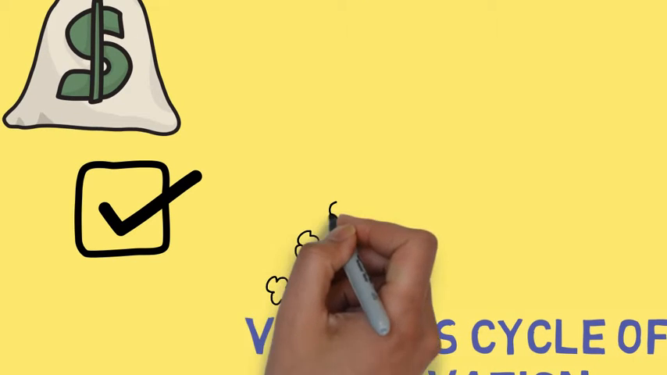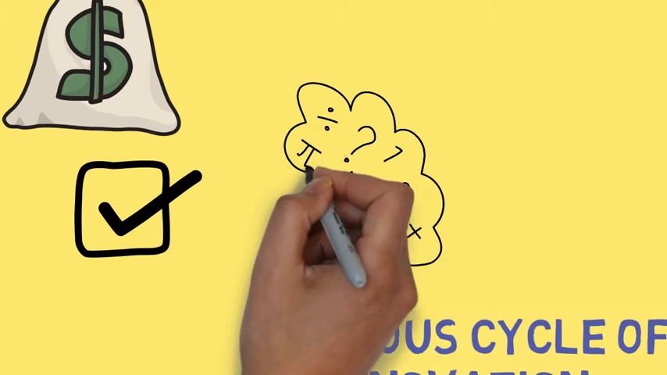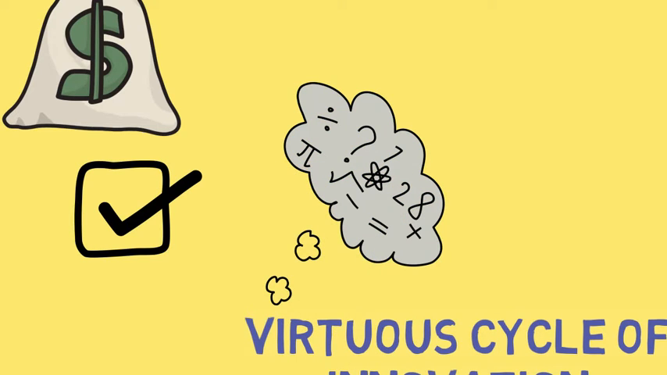And the crux is, if we are to solve the world's major problems, such as climate change, global poverty, or more, then we are going to need more virtuous innovation cycles.